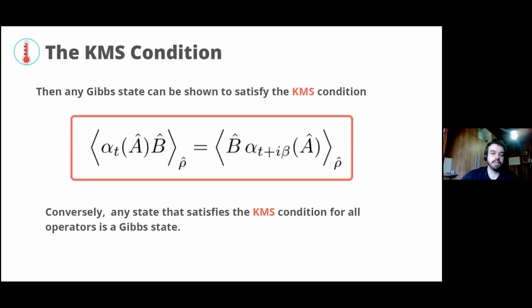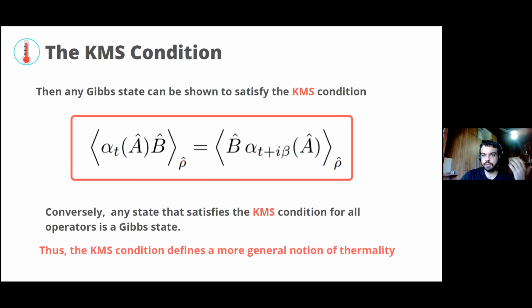And conversely, any state that satisfies the KMS condition for all operators is a Gibbs state. So if you have a state rho that satisfies this condition here for the same beta for any choice of A and B, you can show that this rho must be a Gibbs state whenever it is well-defined, of course. If you cannot talk about Gibbs states, this is not true. But whenever you can talk about Gibbs states, this theorem can be shown. So what the KMS condition actually gives us is a more general notion of thermality.